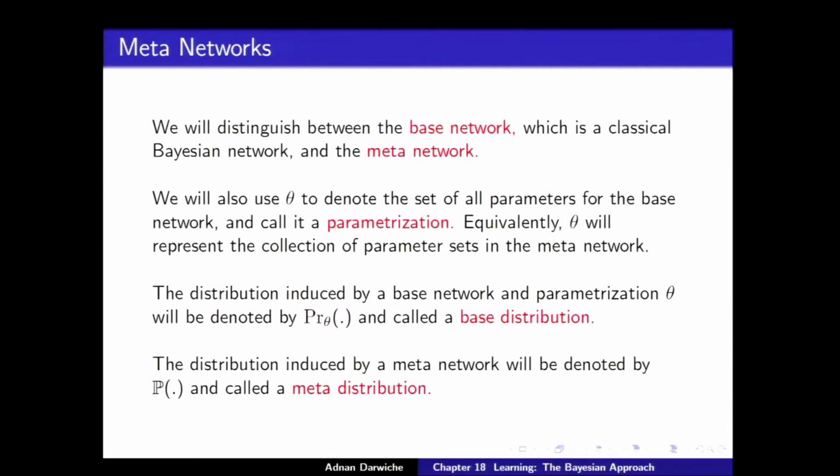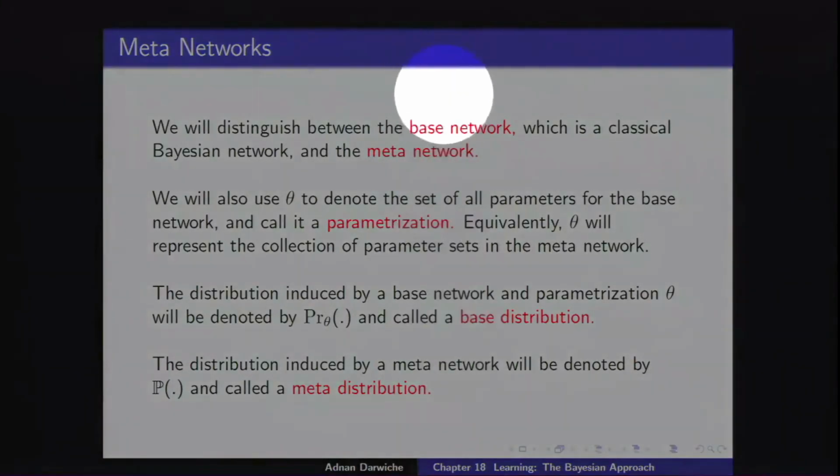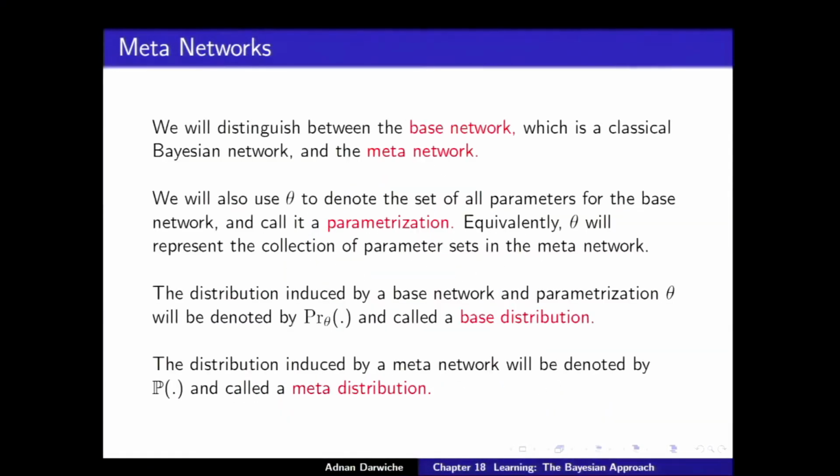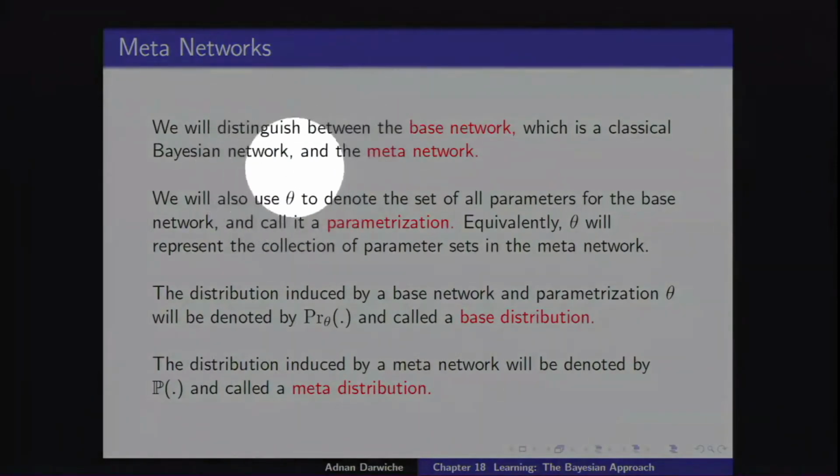So let's again once more go over this. It's important. We have the 2 notions of a network. We have the base network, just like we've seen in chapter 17, that's the simple network, H, S, and E, and we have the meta network. We will use this theta to denote the set of all parameters in the base network, and call it the parameterization. Equivalently, theta would represent the collection of parameter sets in the meta network, right? So if you go in the meta network and collect a value for this, a value for this, 5 of these, paste them together, you will get this theta, which is what I will need to stick into the base network.